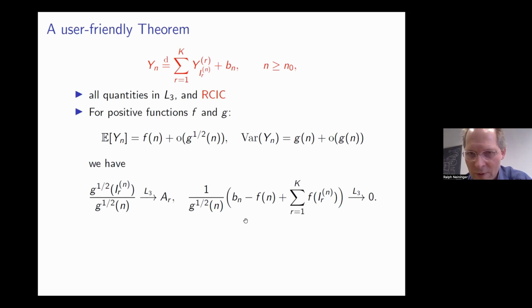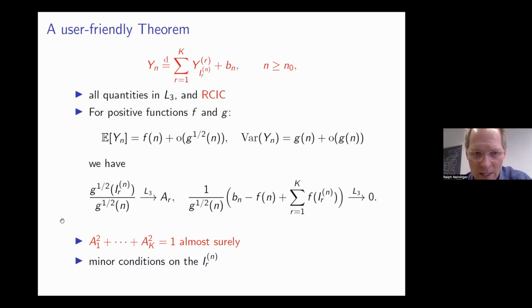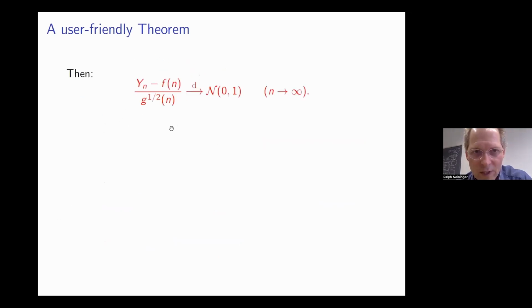And because we are in a case where b in the limit is 0, you have to show that they tend to 0 in L3. And if you have this, the only thing you need is to verify that these coefficients squared sum up to 1 almost surely, as we had on the previous slide. And then you have some minor conditions on the subproblem sizes, which are usually satisfied and easy to check, but a little bit messy to write down. So essentially saying that the subproblems grow with n. And if this is satisfied, you're done. Then if you normalize, you converge to the normal distribution.